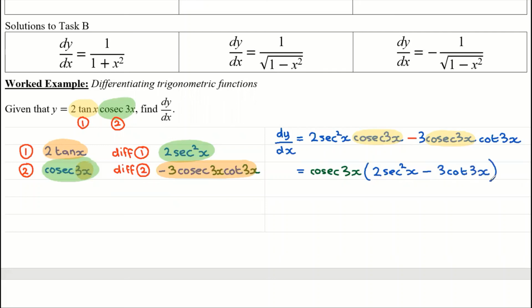Okay, so that's just an example of how to apply just one or two of these standard results. Okay, so that concludes the lesson.